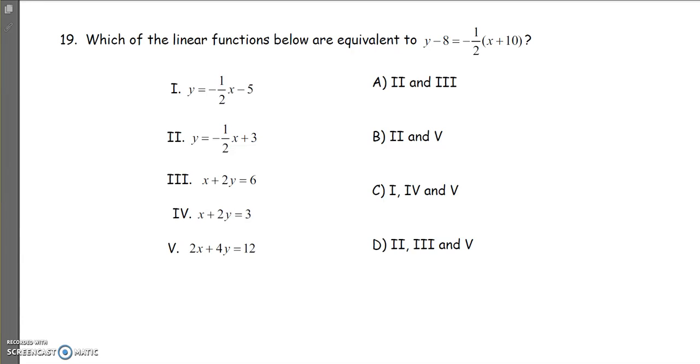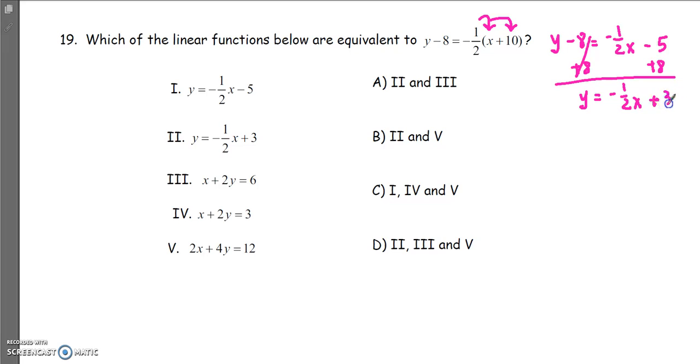Okay, number 19 says, which of the linear functions below are equivalent to y minus 8 equals negative 1/2 x plus 10? Okay, so first of all, I think I'm going to rewrite the original equation and put it into slope-intercept form. So I will distribute this. That means I have y minus 8 equals negative 1/2 x minus 5. Add 8 to both sides. And that will give me negative 1/2 x plus 3.